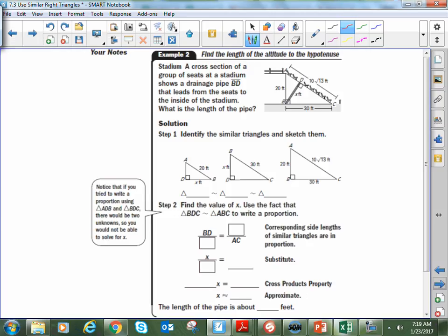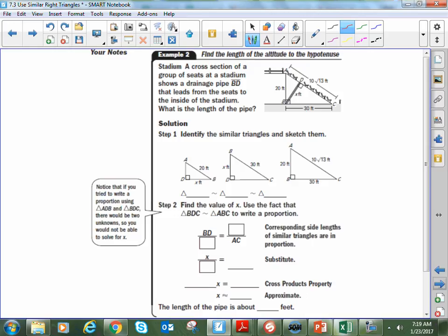So here's an example of how we're actually going to be using the similar triangles to set up and solve a proportion. Now again, up at the top where it starts with the problem itself, Stadium A, that's what you would typically be given in a problem. So for the time being, just ignore that the stuff is there.